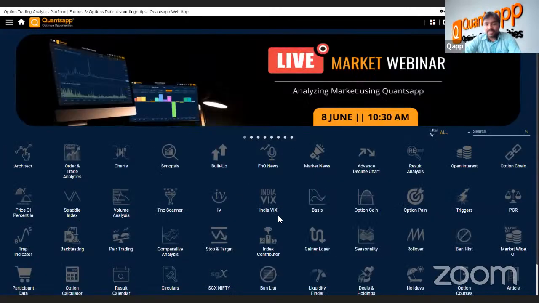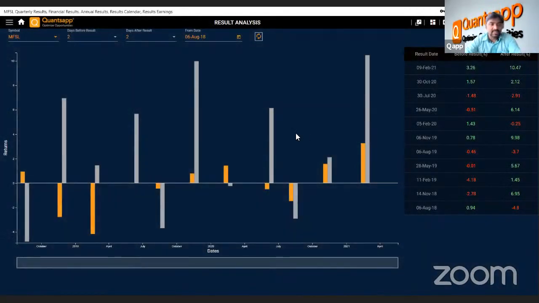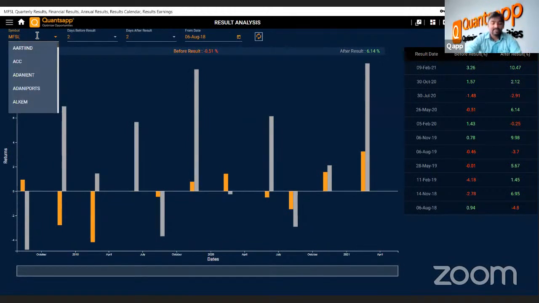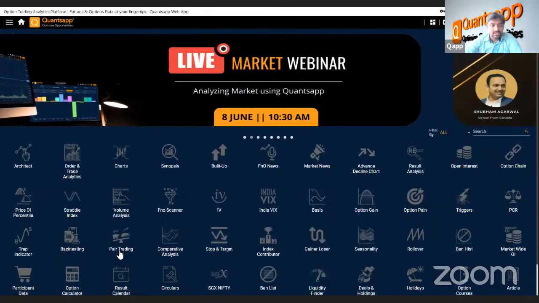Now, simultaneously, we can check this by going to this particular tab here, result analysis. It's not necessary to check only this particular stock. You can find any particular stock and check the data about that stock. First, let me change it to some other stock. Let's see the results only for the stocks which are coming.